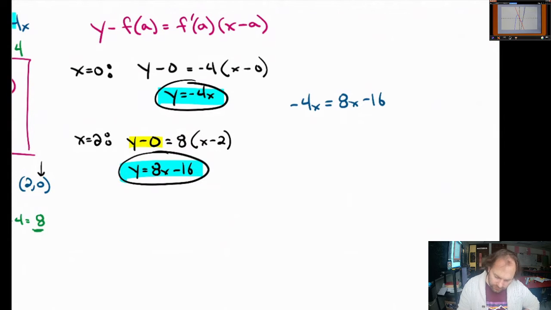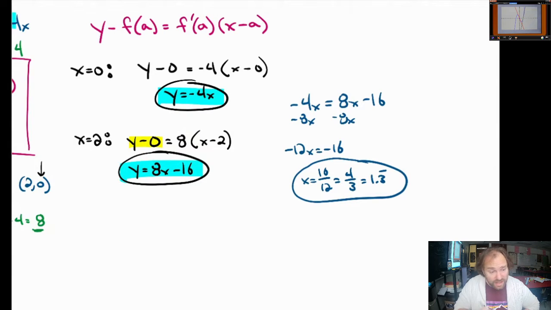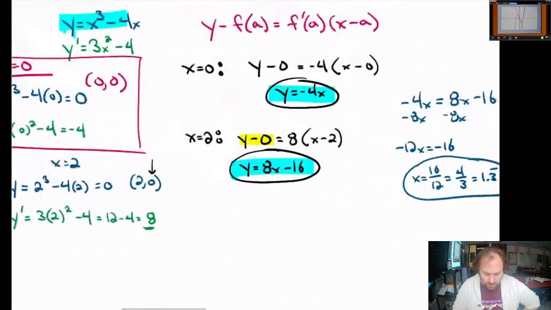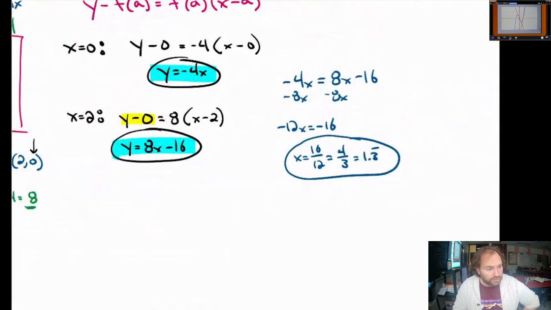Let's see. I would subtract 8x from both sides to solve this, and you would get negative 12x equals negative 16. And so x is going to be whatever 16 divided by 12 is, which is the same thing as 4 over 3, or 1.3 repeating. That's the x value. For the y value, we're going to need to plug that point into, well, either one of these equations would do, because they should have that same x value there. So I'll use the top one because it's a little easier.